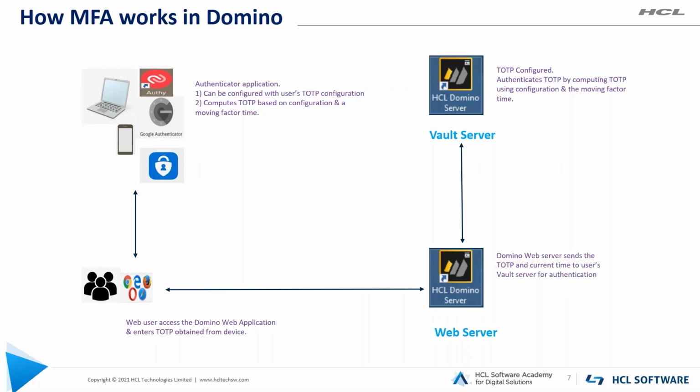Here, this diagram will provide basic information on how multi-factor authentication works in Domino. On the right side, you can see the Domino Vault server configured for TOTP, which is computing the TOTP using the configuration and the moving factor, time. You can also see the web server, which sends the TOTP and current time to the user's Vault server for authentication purposes. On the other side, the end user accesses the Domino web application and enters the token generated from the device or computer. Moving to next slide.